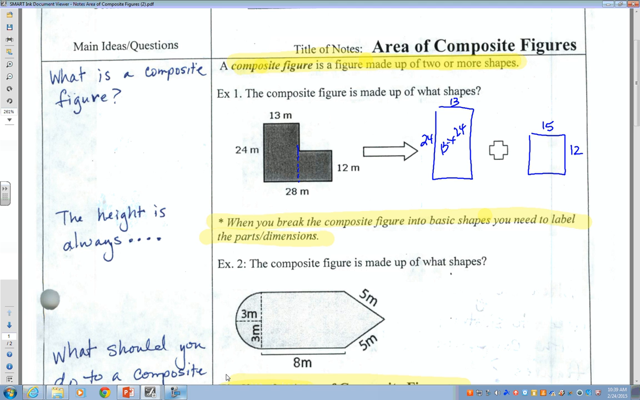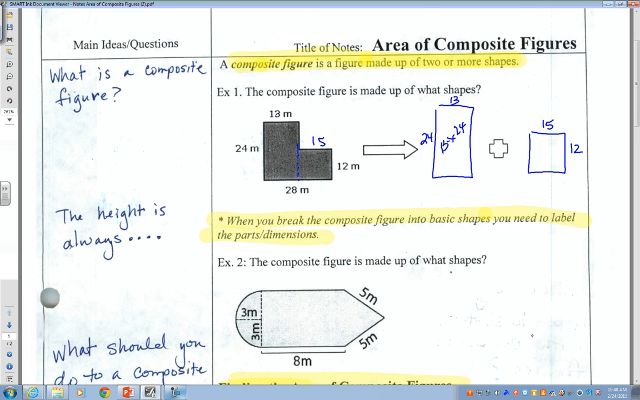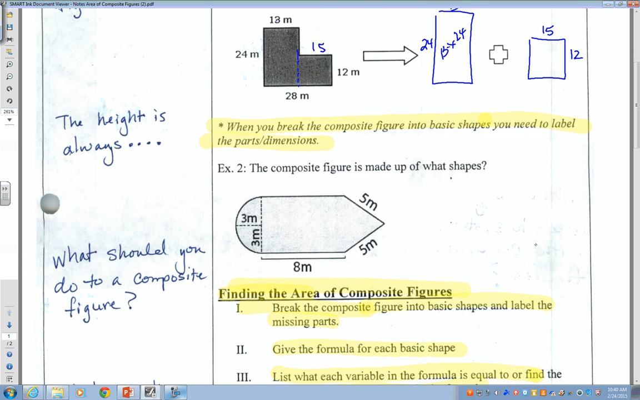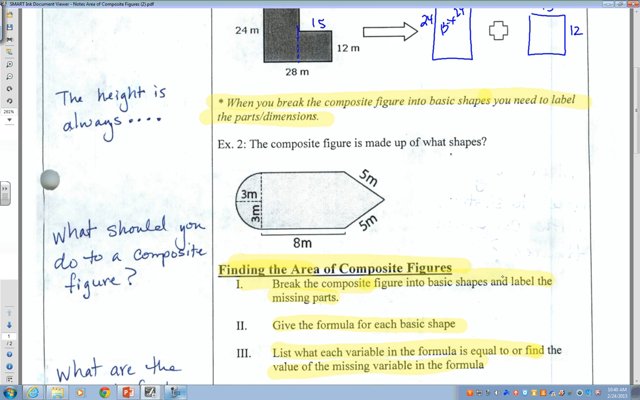Okay. How do we get the 15? 28 minus the 13 will give me a remainder of 15 for that part. Are we okay on that? So we see that it's two rectangles that are put together to make the composite. All right, so when you break the composite figure into basic shapes, you're going to need to label the parts of the dimensions. You're going to have to label the parts because those are the things you're going to use in your formula to find the area of each shape to get your composite area.